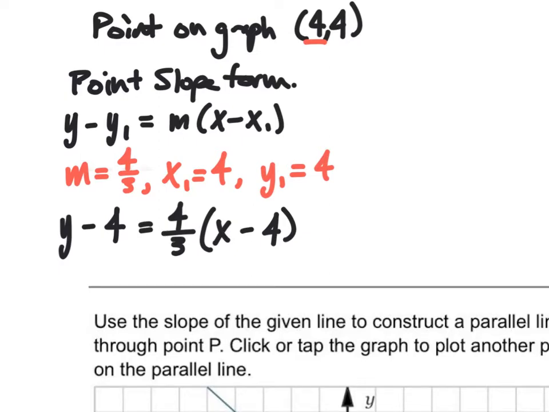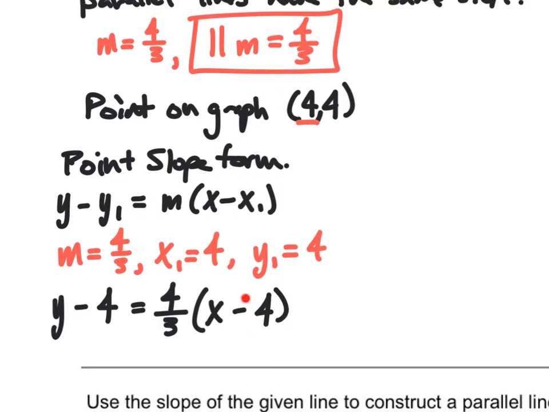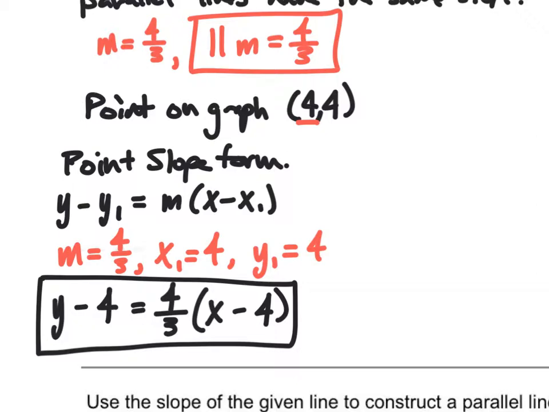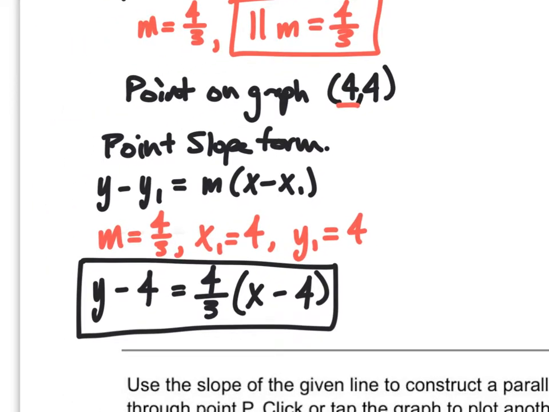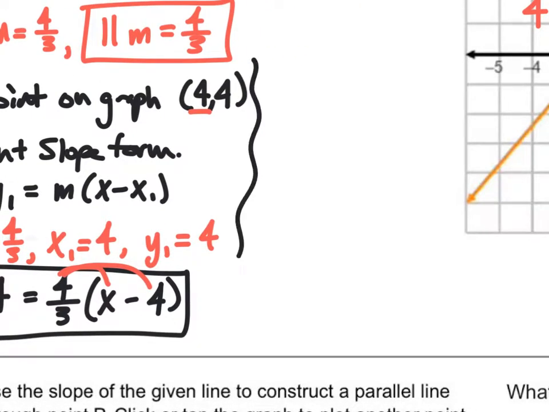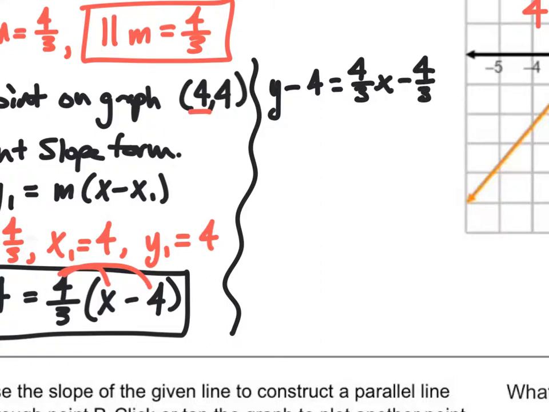All right, so now here's what's going to happen. This is in point slope form. This is doable, this is an answer. But what I want to do is put this into slope intercept form. So the first thing I would do is distribute the 4/3 into here. I'm going to rewrite this as y minus 4 is equal to 4/3 times x minus 4/3 times 4/1. And so what we end up getting is the equation y minus 4 is equal to 4/3 x minus 16/3.